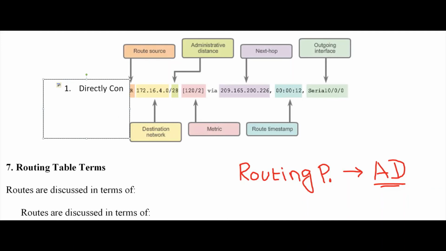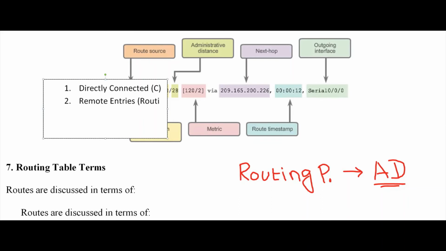So for directly connected, you will be having the letter C. C will be available. So C means it is directly connected. Now, the second type is remote entries. For the remote entries, you may be having any routing protocol.